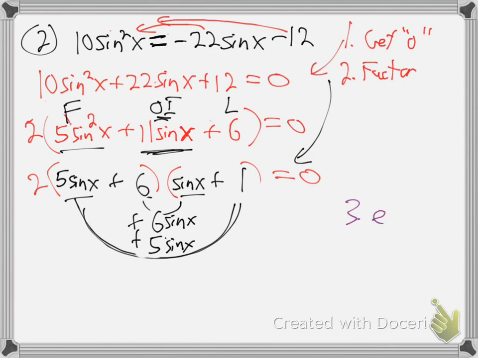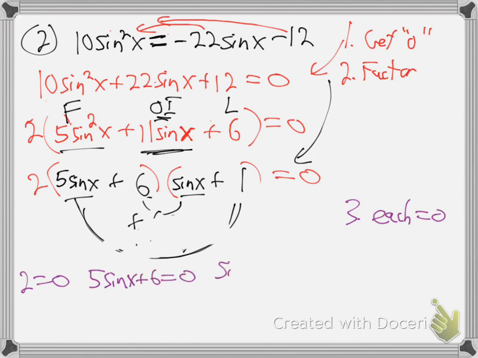Make their own zeros. Each one gets their own zero. Take it from there. Now, what about the 2? Well, you can set him to 0 if you want to, but he's not 0. What I mean is 2 equals 0. 5 sine x plus 6 is 0.